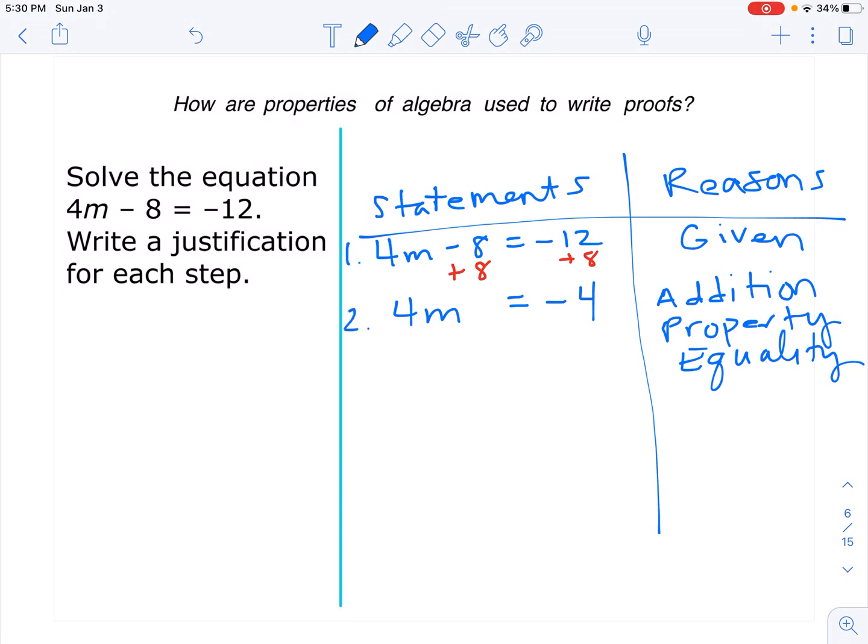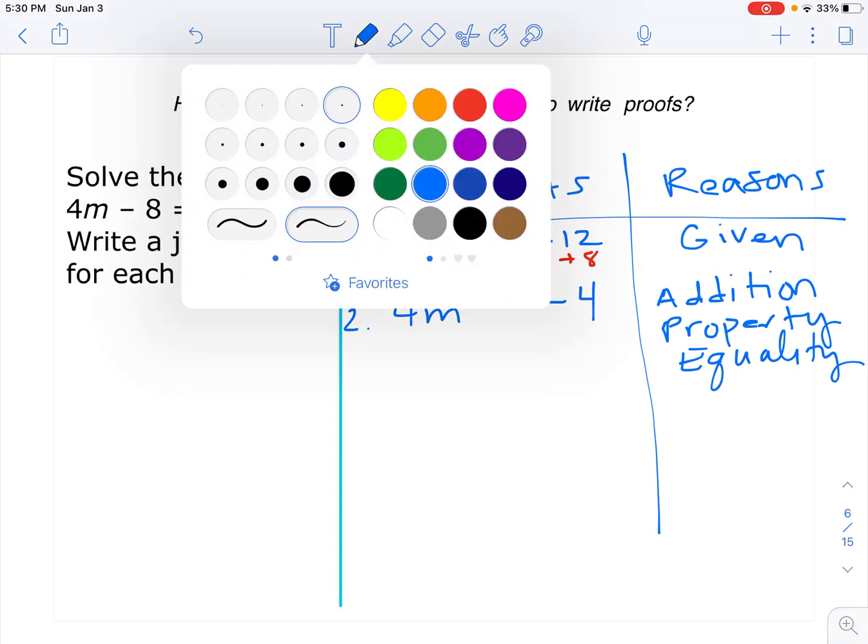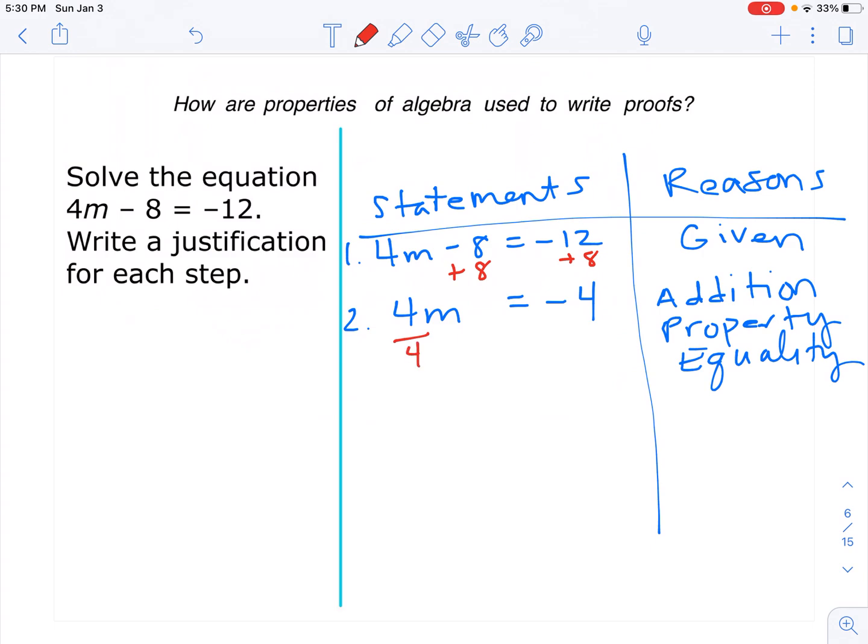This is step 2. The next step that we would do to solve for m would be to divide by 4, and we're dividing on both sides. So if we divide by 4, we get m equals negative 1. And the reason why is the division property of equality.